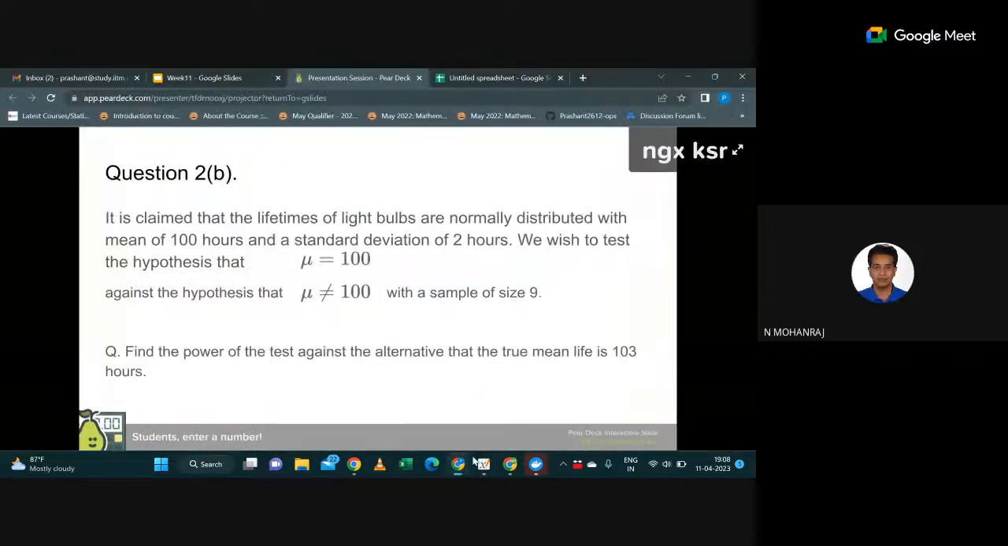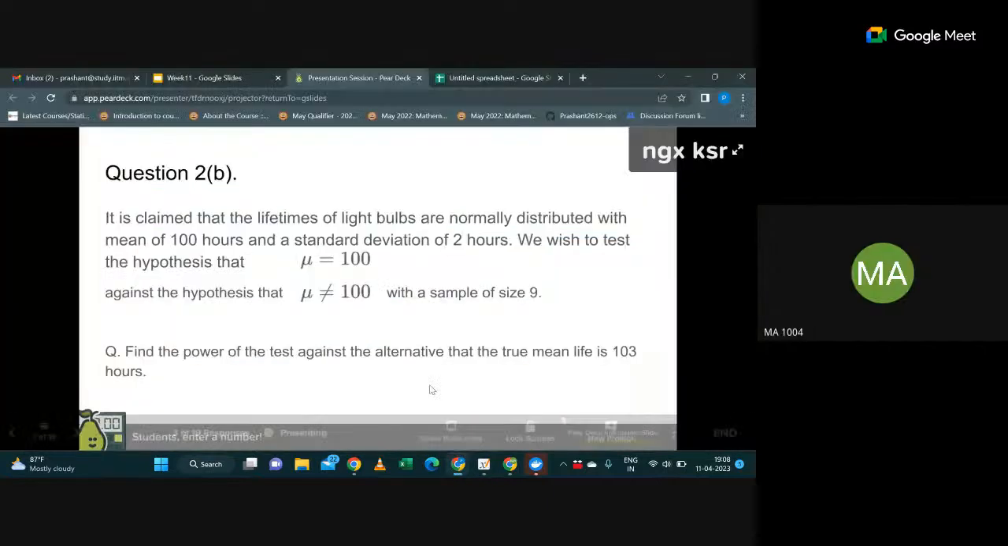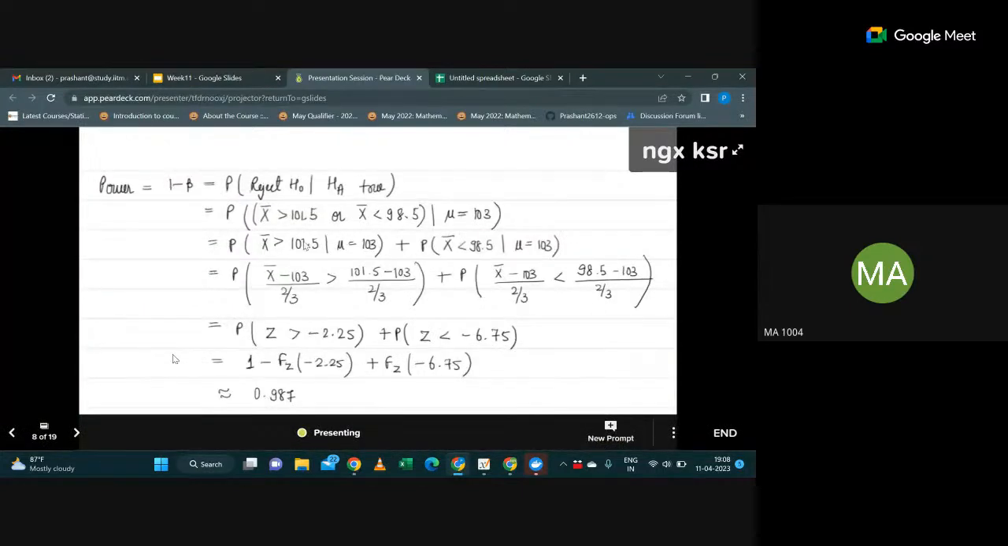So why is this zero? Because the value is very, very small, right? Kind of, because see, the mean of Z is zero. It's very far from minus 6.75, right? Yes. So this is clear to all of you? Could we move on? The same thing we have, I have done the solution. Same calculation.